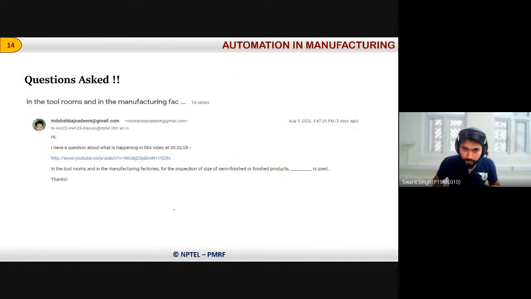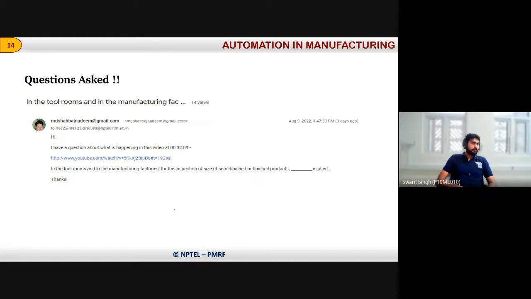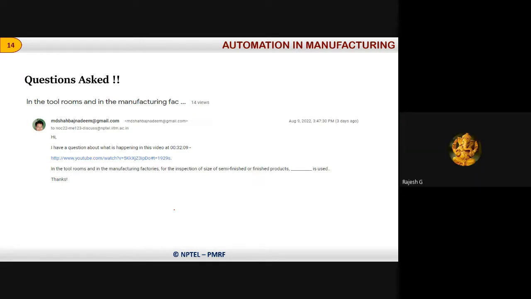The next question asked on the discussion forum was: in the tool room and in the manufacturing factories, for inspection of size of semi-finished or finished components, which kind of tools are used? I think this is a question from some assignment, but I want to discuss it here. So can somebody answer this question? Which instruments are preferred for inspection of size of semi-finished or finished components? Dolly, sir. Is it correct, sir? Dolly, what is dolly?